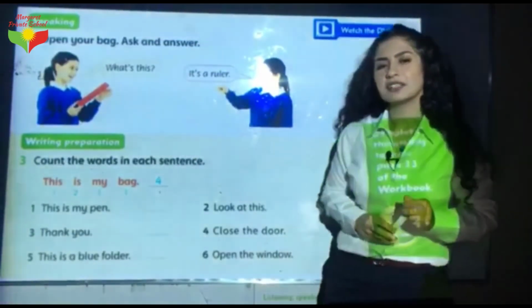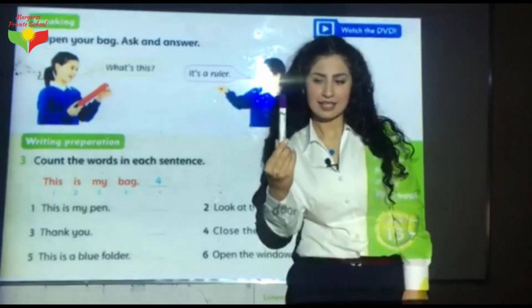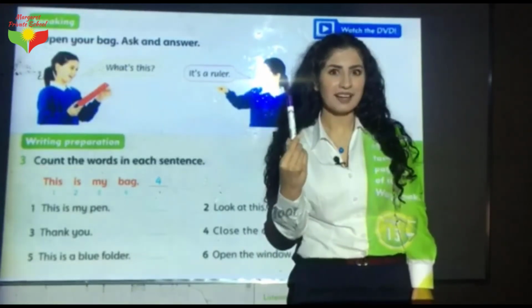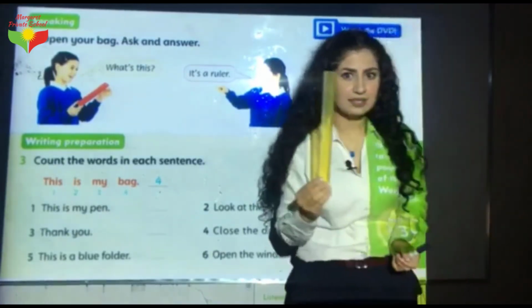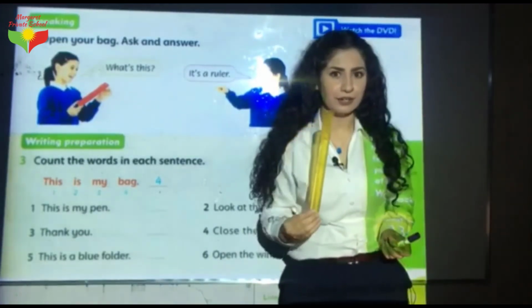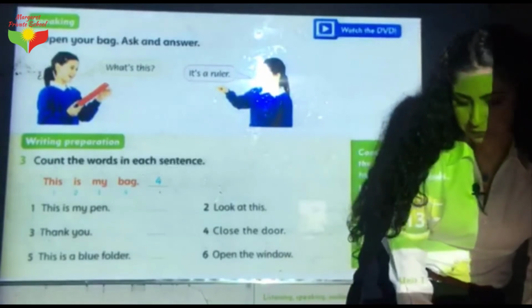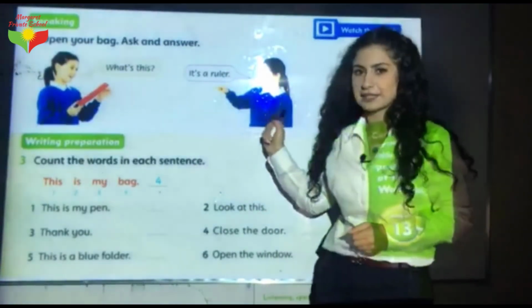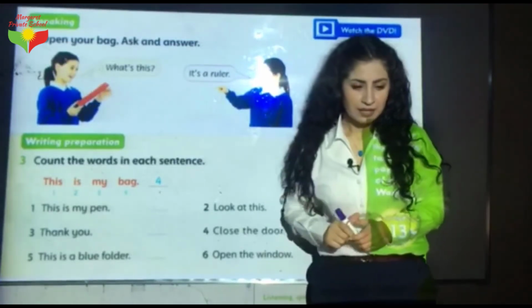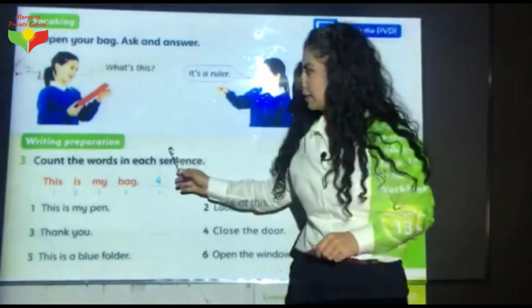Okay. Now let me ask you a question. What's this? It's a marker. It's a marker. Well done. What's this? It's a ruler. Okay. Now you can practice this exercise at home. Okay. Now let's go to the next exercise.